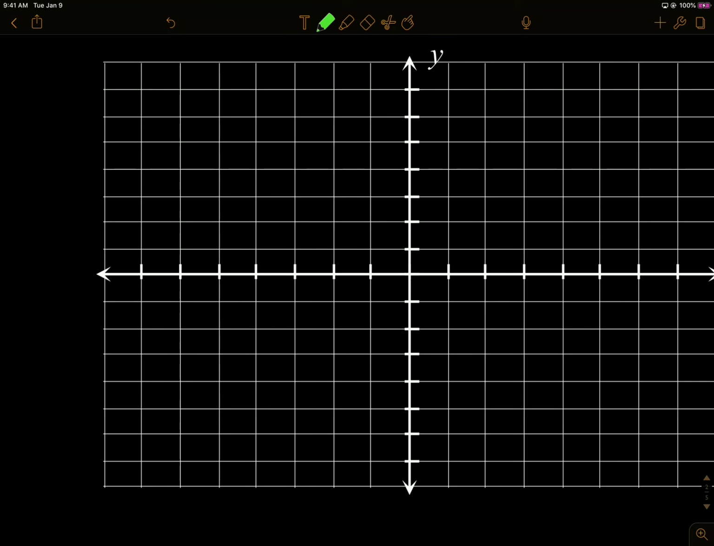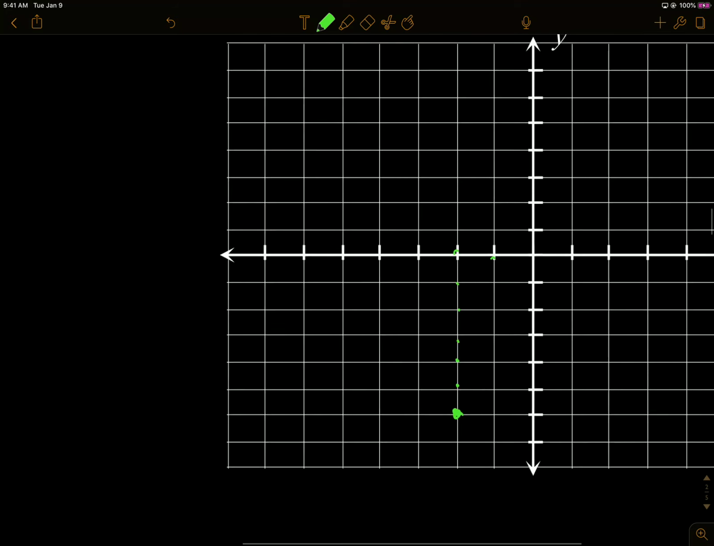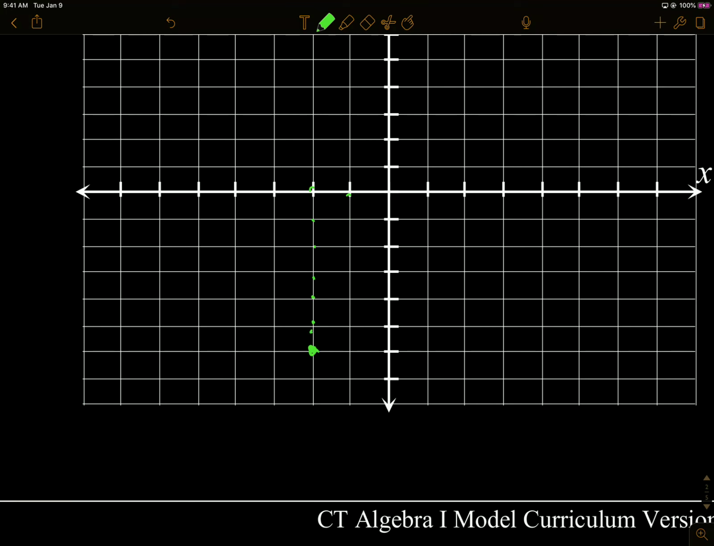Let's graph (-2, -6). 1, 2, 1, 2, 3, 4, 5, 6. Let's graph our slope, up 3 and right 2. I'll do it again just because I have room. 1, 2, 3, 1, 2. There we go. Ooh, that was bad. I'm going to try again. There we go. That's better.